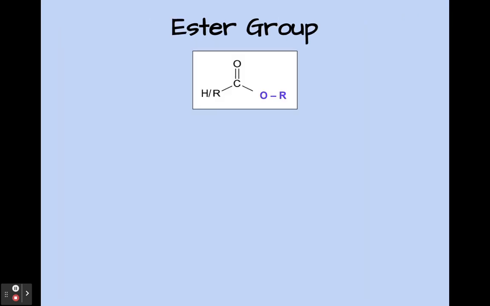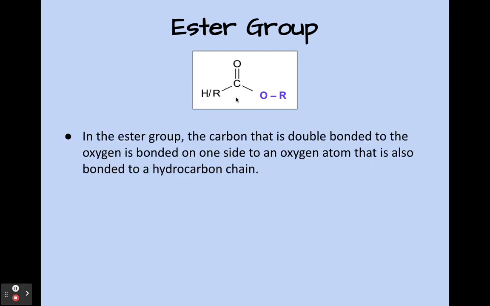Okay, the next one is the ester group. So in this situation, the carbon that's double bonded to the oxygen is then bonded to an oxygen, which is then bonded to a hydrocarbon chain. If you think of the carboxylic acid, it had a hydrogen here. So to make an ester, you remove that hydrogen and then add a hydrocarbon chain.